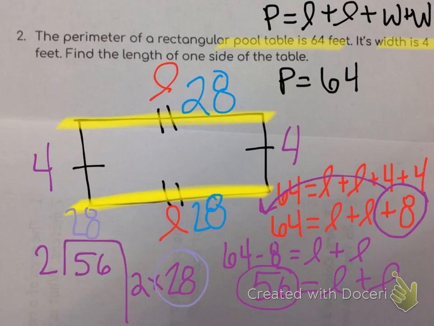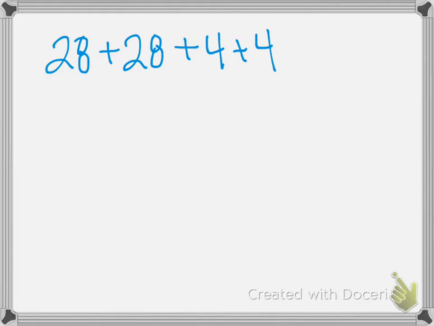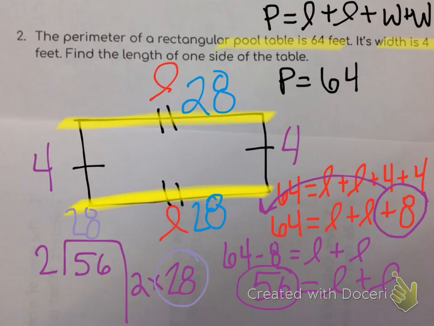So a way to check our work would be 28 plus 28 plus 4 plus 4. And if that equals 56, then we got the length correct, which it does. So the length of one of the sides would be 28 feet.